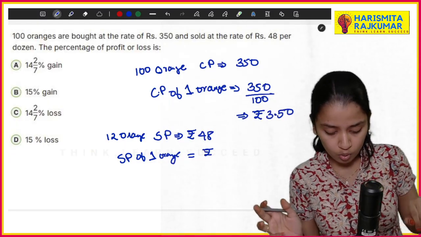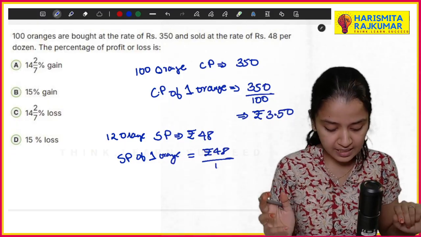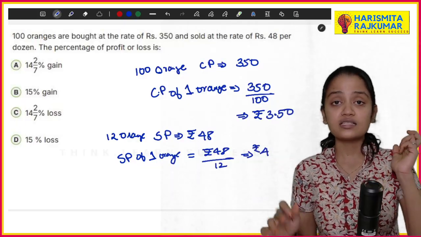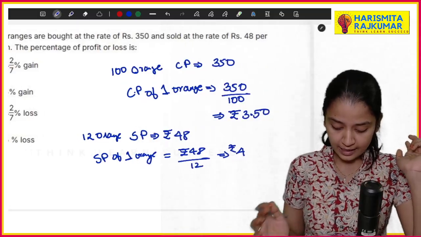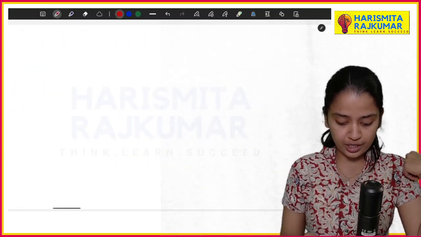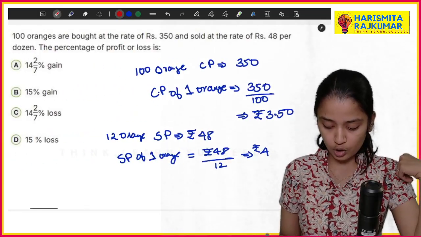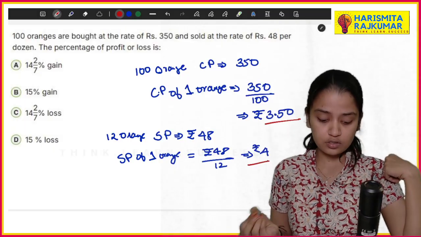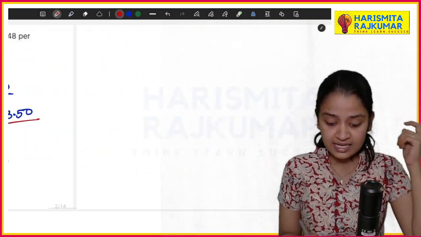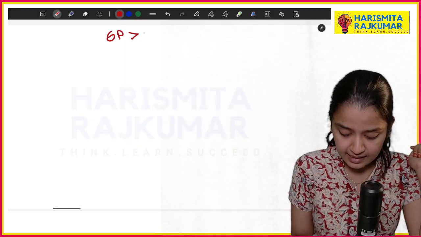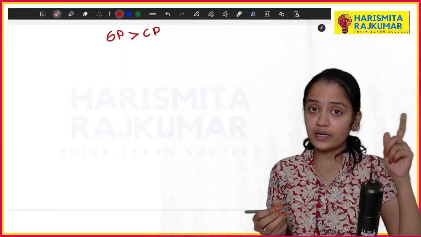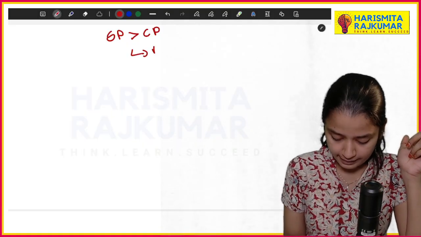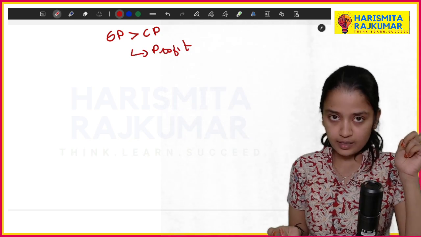Okay. Now, they are asking the percentage of profit or loss. What is my cost price of one orange? It is 3.5 rupees. What is my selling price of one orange? Which is 4. My selling price is greater than cost price. If my selling price is greater than cost price, what I told you, it is a profit.